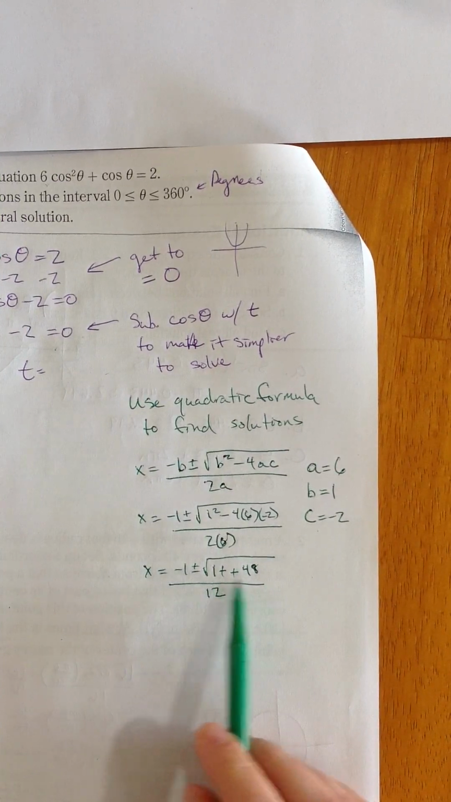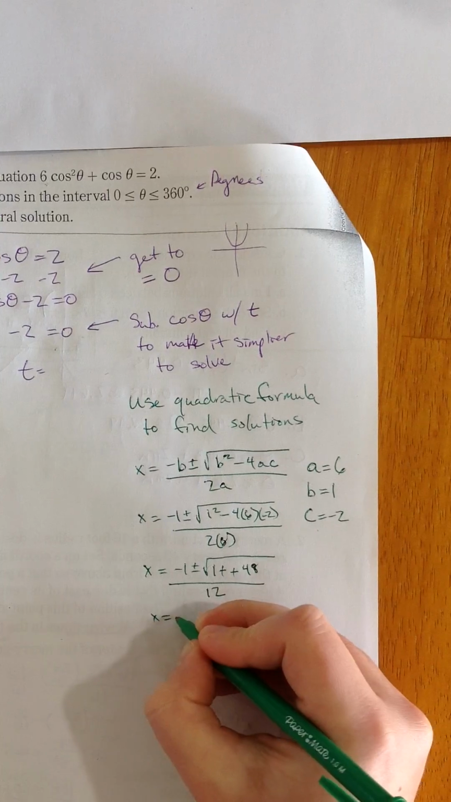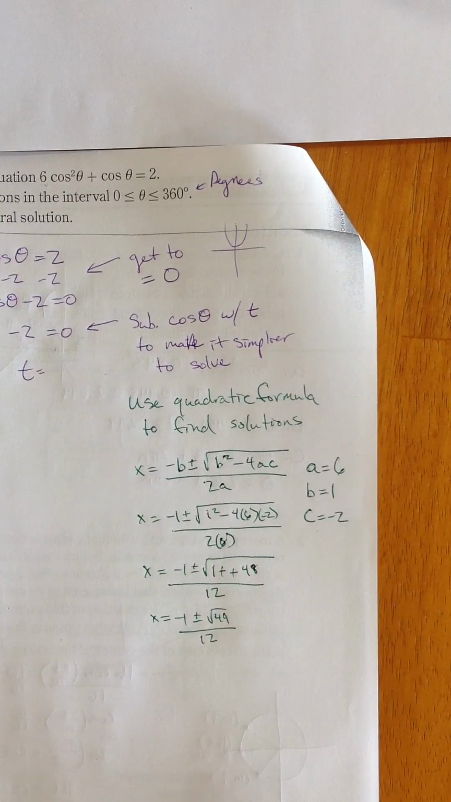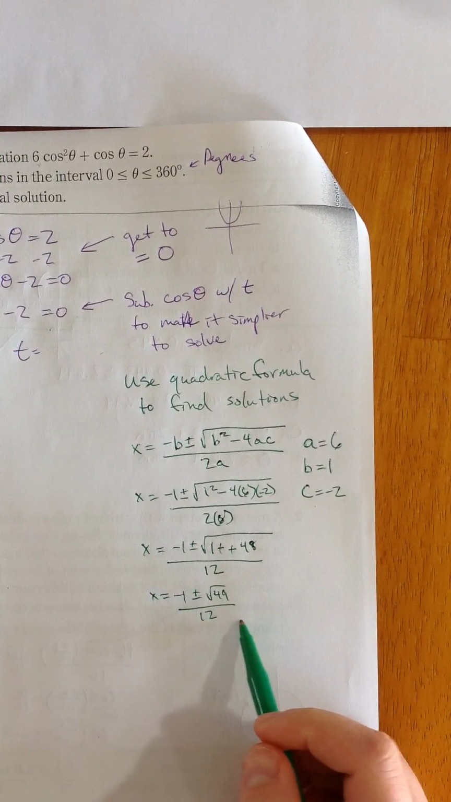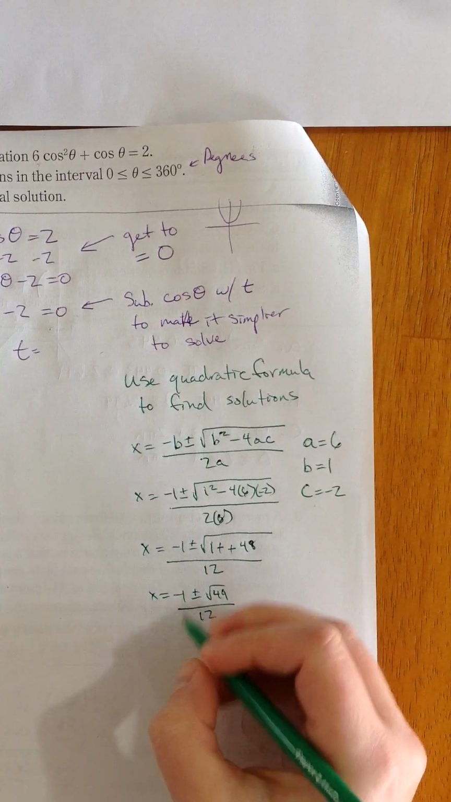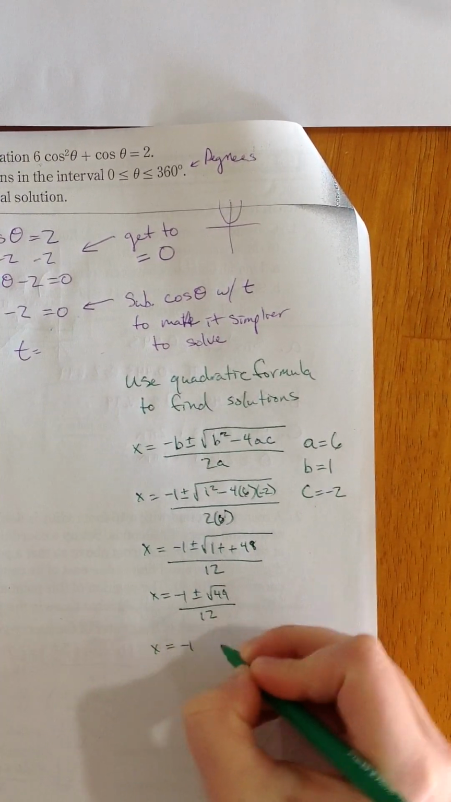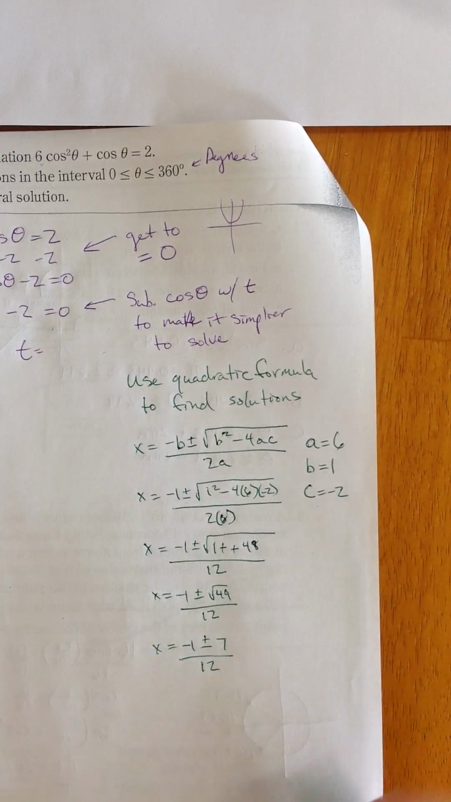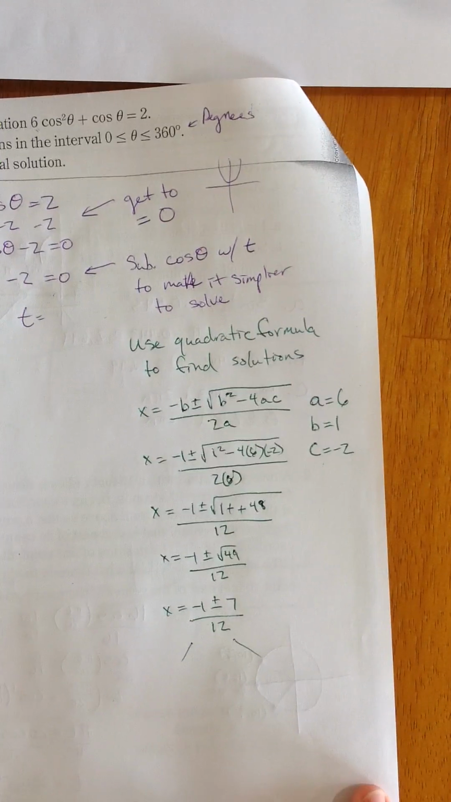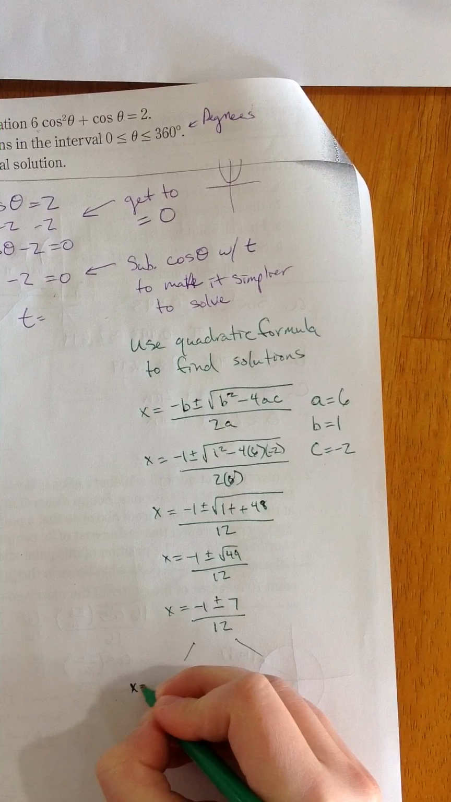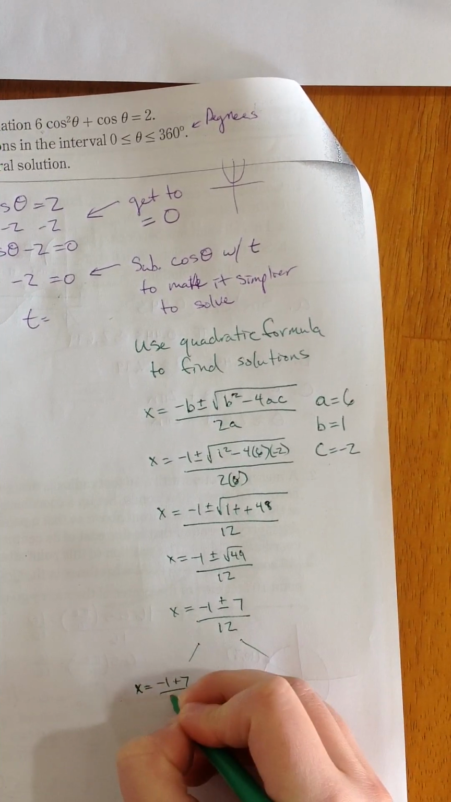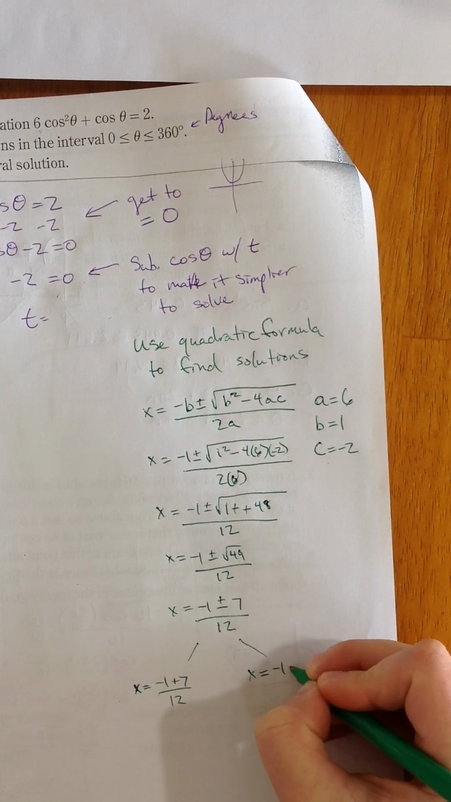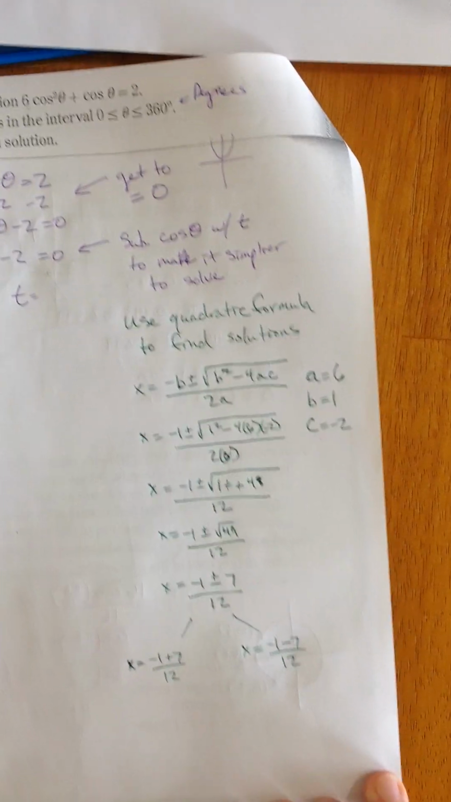And then from there, we know 1 plus 48 is 49. So I'll have -1 plus or minus the square root of 49 over 12. And then conveniently, the square root of 49 comes out nice to be 7 and -7. So we'll have x is equal to -1 plus or minus 7 over 12. And then to deal with the plus or minus, you want to split it into two separate equations. So one is going to be x is equal to -1 plus 7 over 12, and the other one's going to be x is equal to -1 minus 7 over 12.